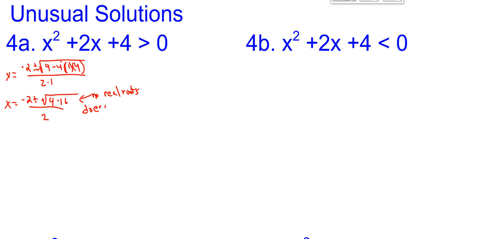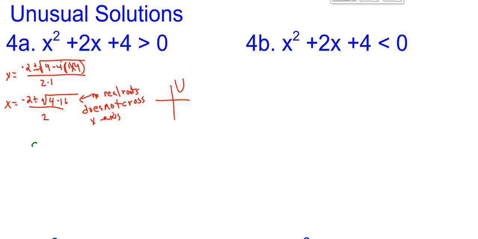Does not cross the x-axis. So think about what that means in terms of the graph. The parabola is a U shape because it's positive x squared, and it doesn't cross, so everything is above 0. When we think that through, it's either going to be everything works or nothing works. And in this one, we're going to say that everything works.